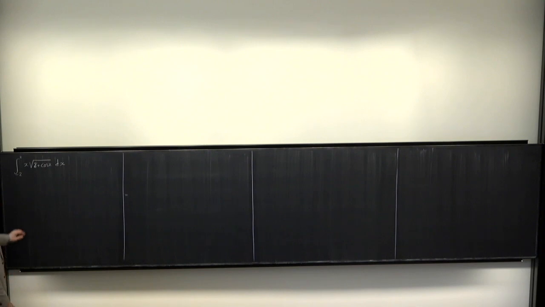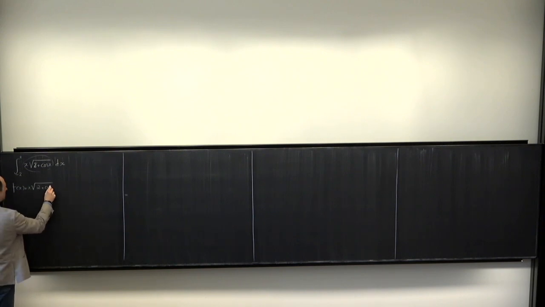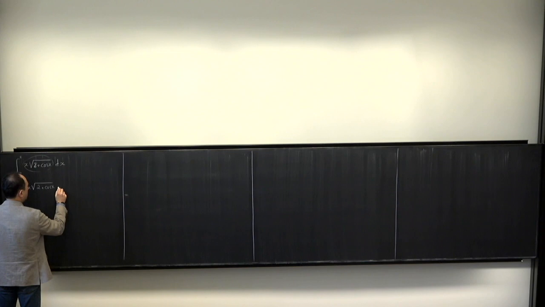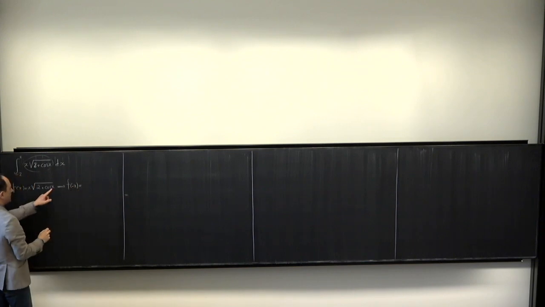Okay? So, can you convince me that this integrand that appears here is an odd function? Yes? How? I take f of x to be x square root of 2 plus cosine x. I calculate f of minus x. I have to change every x with minus x.